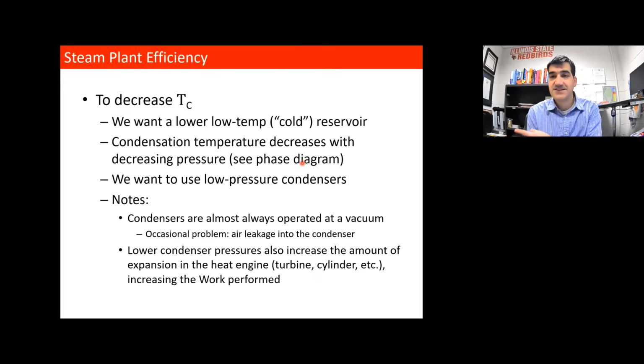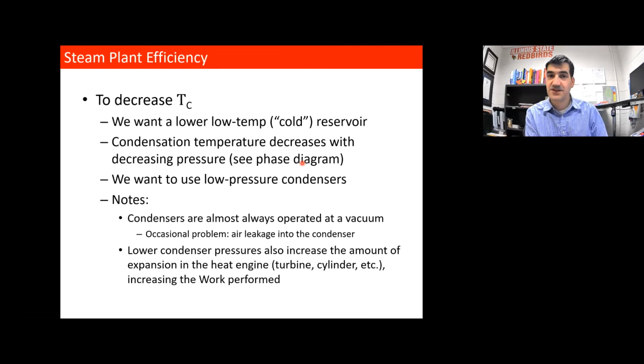How do we decrease the T-cold temperature? Well, the way you do that is by doing the opposite of what we just talked about. What we can do is decrease the pressure inside the condenser. And if we do that, that's going to decrease the temperature inside the condenser. So for that reason, we want to use condensers that are at a really low pressure, below atmospheric pressure.